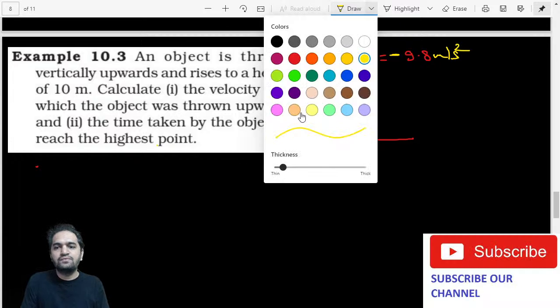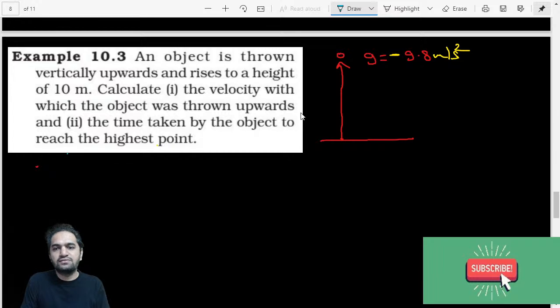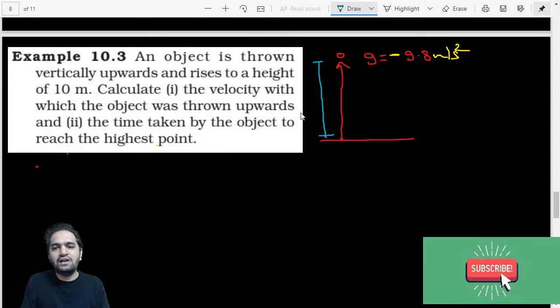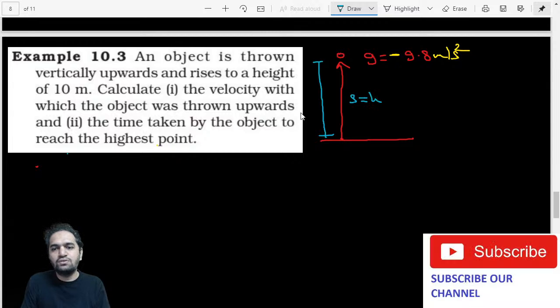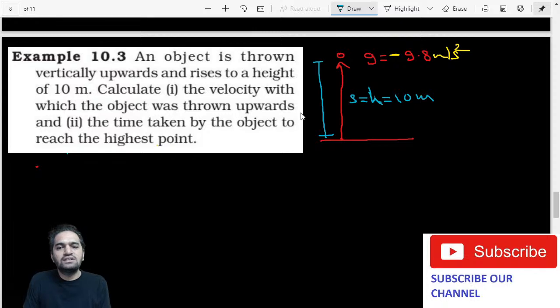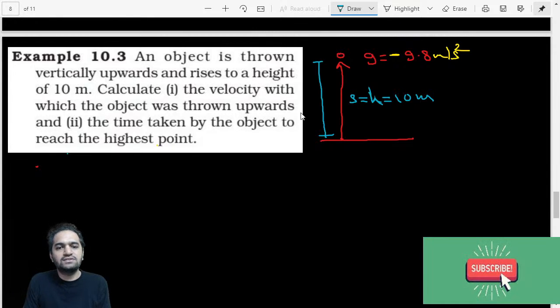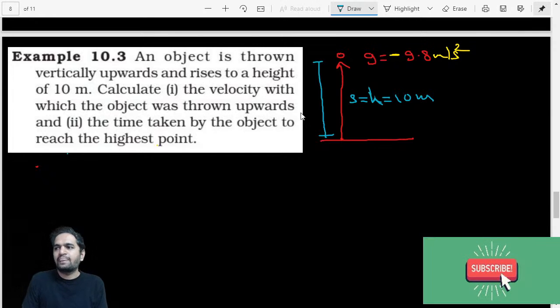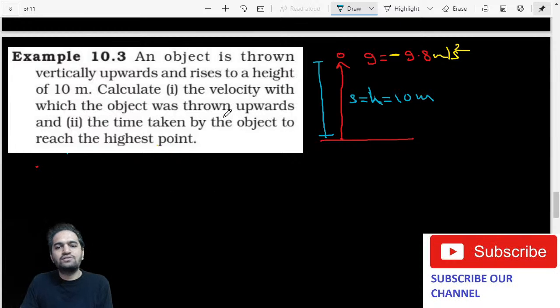What about the height? The height has been given as 10 meters. Technically that height is nothing but s. So s is equal to h is equal to 10 meters. Fine. Displacement is equal to height is equal to 10 meters. Now they are asking us the velocity with which the object was thrown upwards, and the time taken by the object to reach the highest point. They are also asking us to calculate the time required by the object to reach the highest point.